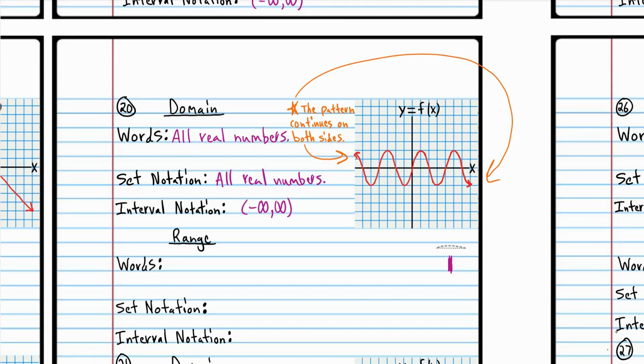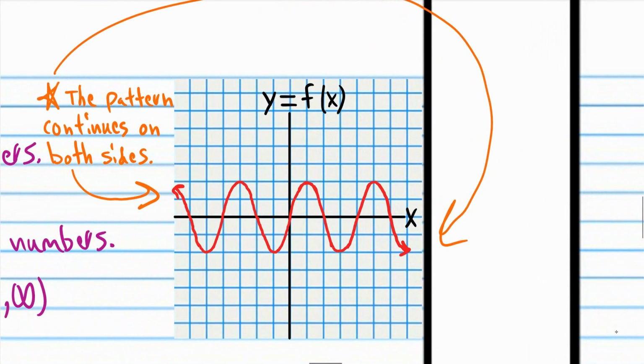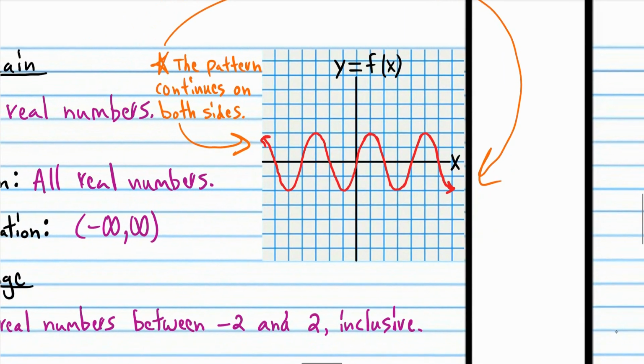The range is all real numbers between -2 and 2 inclusive, because the points are limited to this region here, which means the y values have to be between -2 and 2. The y value of this point is 2, that's the highest point, and the y value of this point is -2, that's the lowest point.